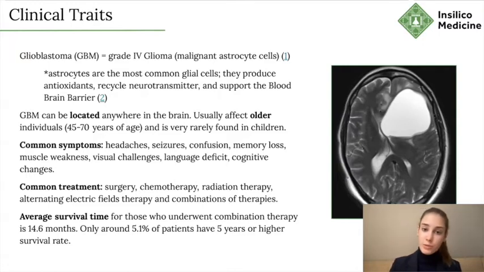Glioblastoma can be located anywhere in the brain, and normally it occurs in people between the age of 45 and 70 years, and it's not common in children. The most widespread symptoms of this tumor are listed on the slide, and you can see that it's not only physical, but also cognitive impairments like memory loss and language deficit, as brain structures important for these tasks are also damaged. Treatments include surgery, chemotherapy, radiation therapy, sometimes immunotherapy, and alternating electric fields therapy. And we'll get into some examples quite soon.